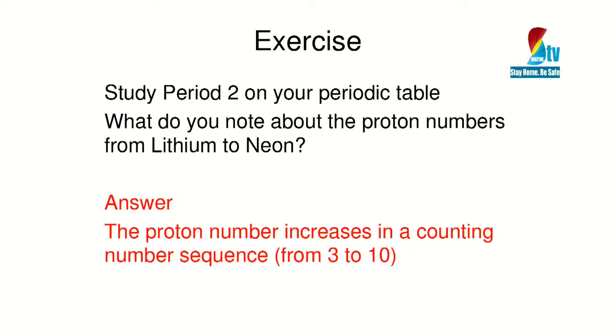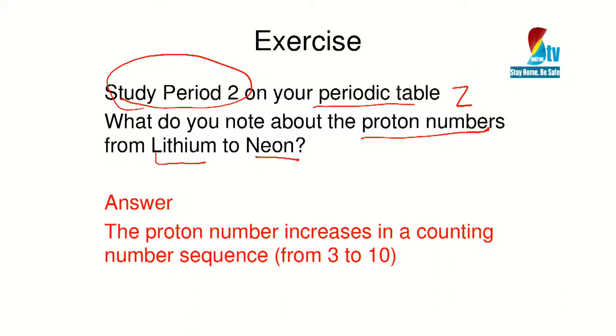Now let us do a short exercise also involving our periodic table. So we're supposed to study period 2. It says, what do you note about the proton numbers? Remember, the proton number is Z, the one which is the smaller value, from lithium up to neon. I hope that you note that as you look at the smaller values, you will see them increasing by 1.